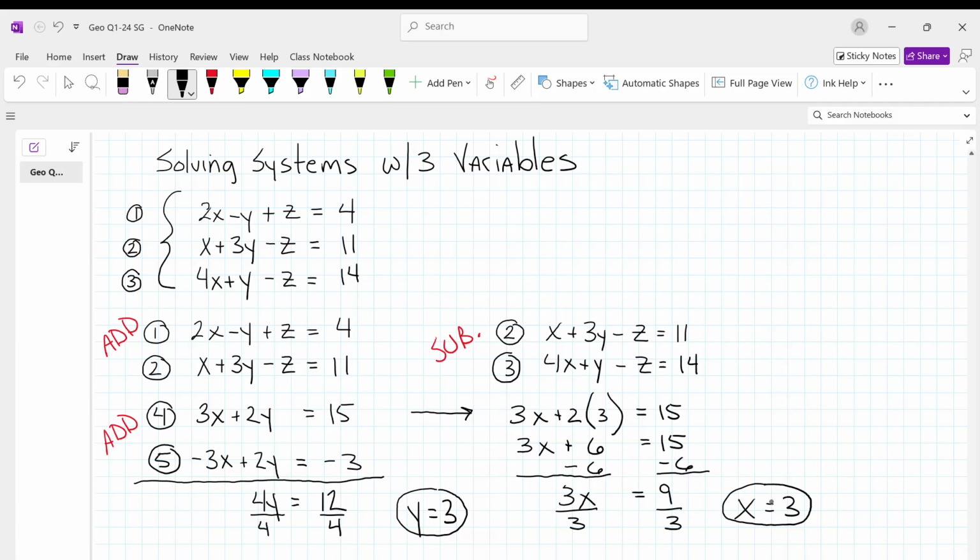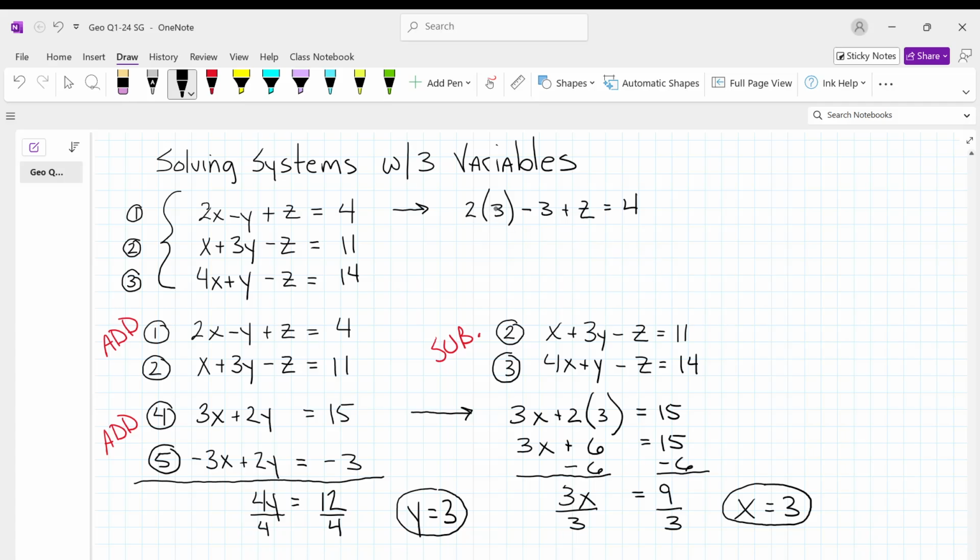Now that you know 2 of the variables, you have to go back to an equation that has 3 variables in it and substitute. So I'm just going to go back to the first equation. And I'm going to substitute an x that's equal to 3 and a y that's equal to 3, so I can solve for z. So I get 2 times 3 minus 3 plus z equal to 4.